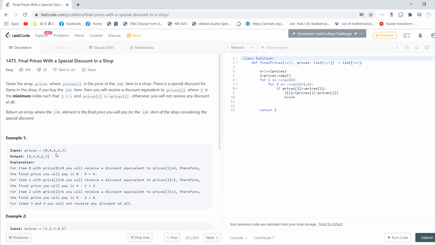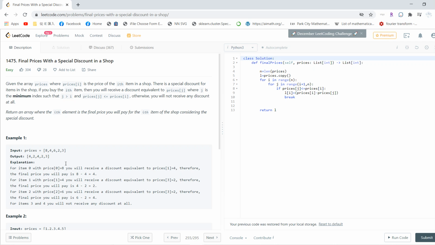So for 8, 4, 6, 2, 3, right? For 8, the first one you encounter after 8 which is less than or equal to 8 is 4, so you get a discount and the final price is 4. For 4, the next one you encounter is 2, so 4 minus 2 is 2. For 6, the first one you encounter is 2.